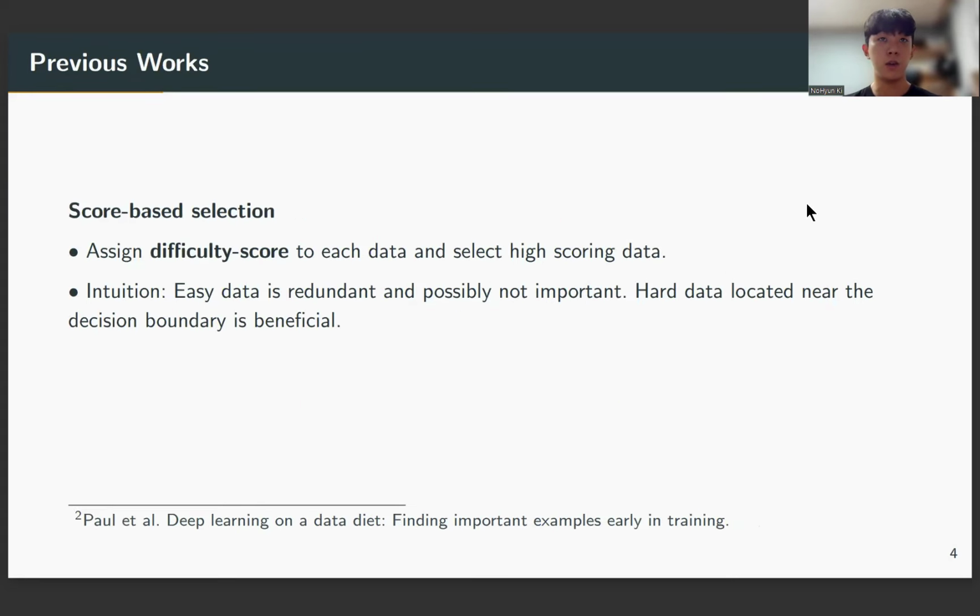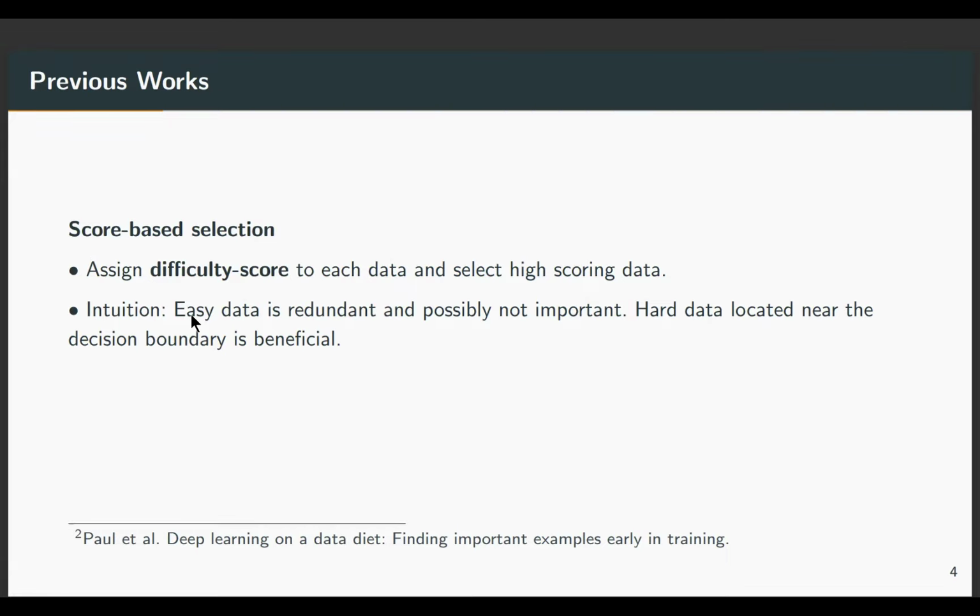The first main approach is score-based selection. This methodology assigns a difficulty score to each data point and selects high-scoring data. In other words, this method tries to select hard, atypical, and difficult data. The intuition is that easy data is redundant and possibly not important, but hard data located near the decision boundary might be beneficial.